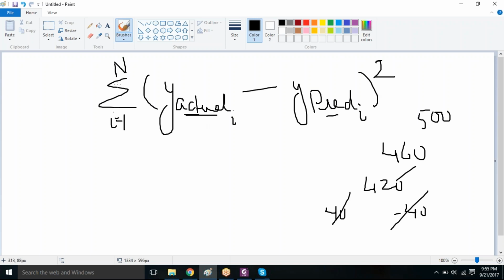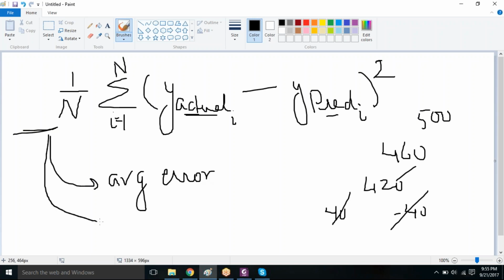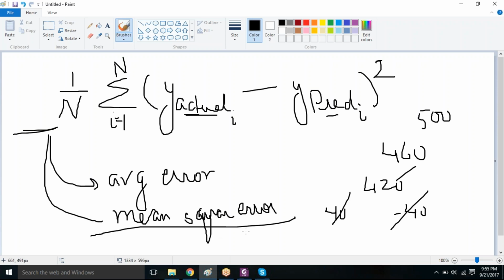Now, because there were n data points, you will divide by n also. Anyway, this division by n is just a constant term. It will always be constant, the number of historical data. So it is not going to affect your cost anyway. But with the division by n, we get an average error. Average error. This is also called mean square error. What is it called? Mean square error. You might have heard this term before, maybe in our school days.